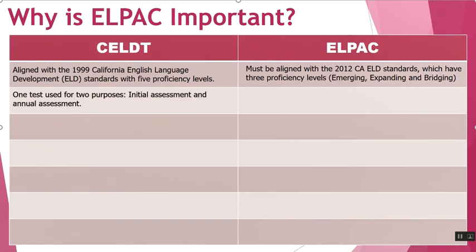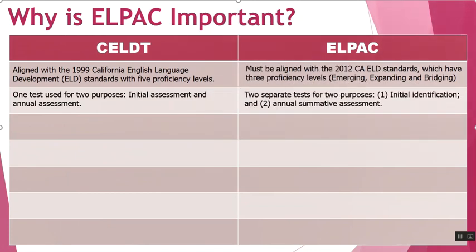Second, the CELDT uses one test for both the initial assessment and annual assessment. The ELPAC uses 2 separate tests for the initial identification and annual summative assessment. This will provide a better assessment of students' progress. I think that 2 separate tests will allow a better measure of how much progress has been made and not simply whether progress was made.